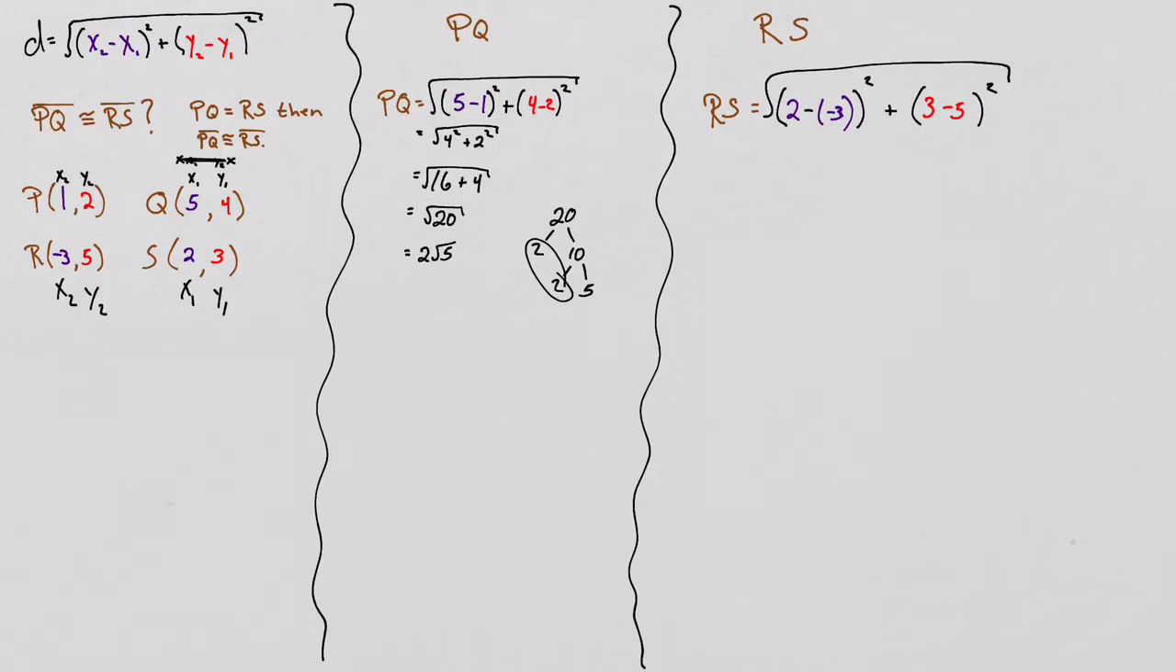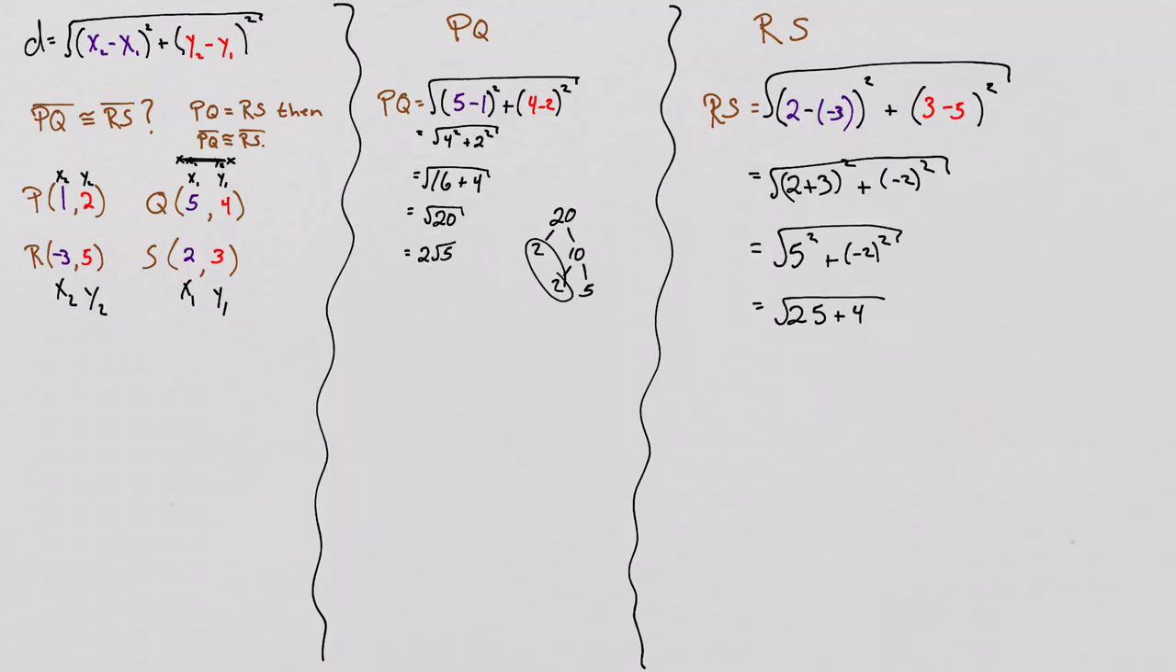Now that we've got that taken care of, let's do some math. So 2 minus the negative 3 really becomes 2 plus 3. We have to square it. And 3 minus 5 is negative 2, and we have to square that. And of course, we have to take the square root of the whole thing. 2 plus 3 is 5 squared plus negative 2 squared. Take the square root of the whole thing, which is going to give me 25 plus 4. Take the square root. And this is the square root of 29.